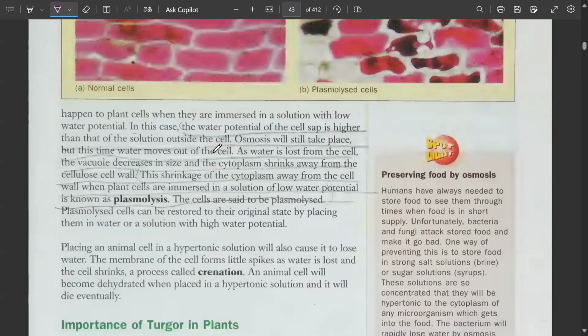So in this case, the water potential of the cell sap is higher than that of the solution outside the cell. Osmosis will still take place, but this time the water would move out of the cell. And the vacuole will decrease, the cytoplasm would decrease. Vacuole and cytoplasm and all the organelles, collectively we use one term, protoplasm. And this stage when it is shrinking is known as plasmolysis.